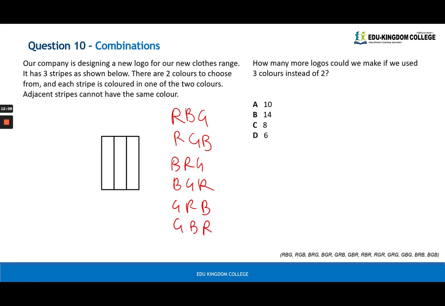Now we can also have same color matchings, right? So we can have red, green, red. You can have green, red, green. Blue, red, blue. Blue, green, blue. Green, blue, green. Then we can have green, red, green. We already have that one. Red, blue, red. There we go. Okay, so those are the combinations that we can have. If we add them all together, we should have 10, or A.